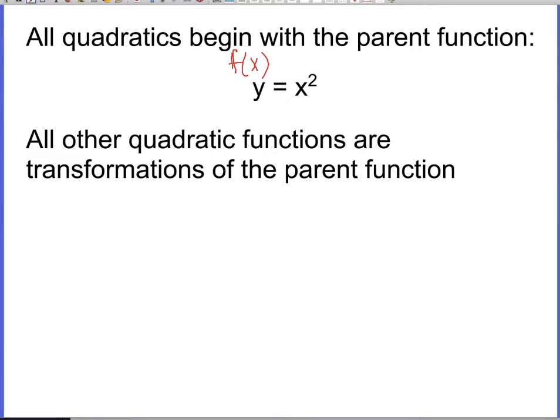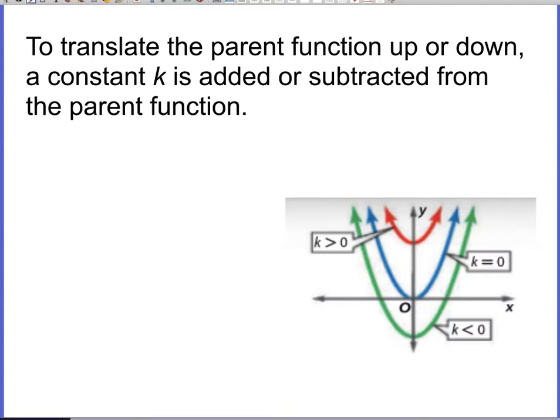So let's look at our first transformation. We're going to first look at translations. Translations just moving that function, moving that parabola. And specifically here with this first translation, we're just going to talk about moving it up or down. So we're just changing where the vertex of the parent function is. Parent function will always go through the origin. That's the kind of the spot where the parent function will always go. And if we're translating it up or down, all we're doing is changing where on the y-axis the vertex is going to fall. And we're going to use the constant k for that.